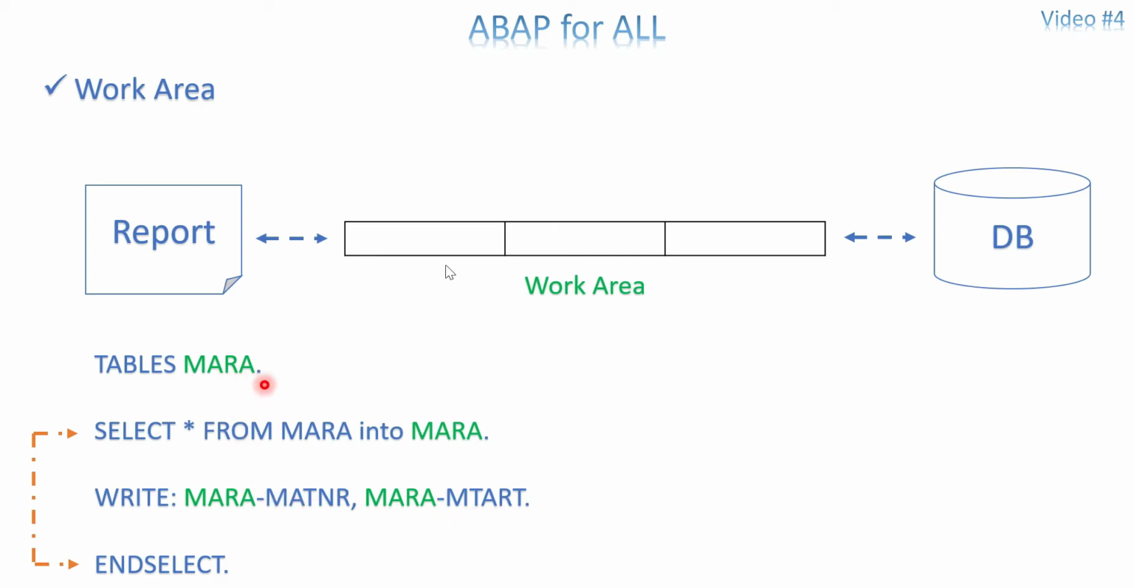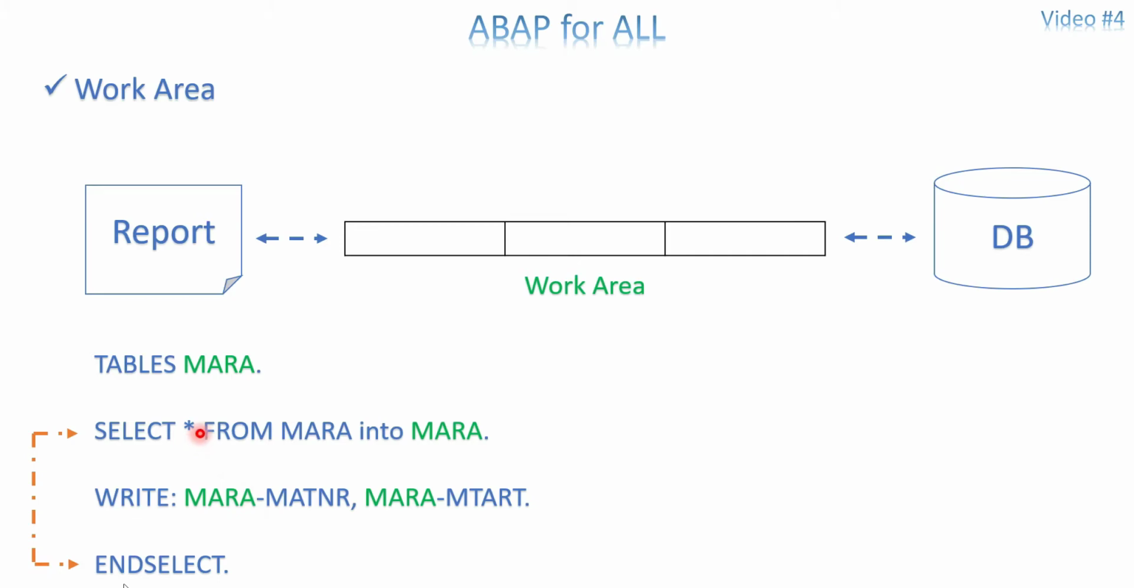So MARA-MATNR, MARA-MTART, and the WRITE statement, okay? Whatever things I'm writing in green are work areas. This one is the database table name. MARA is a database table name, and this MARA is the work area. And ENDSELECT. Normally, SELECT is not a loop. Actually, ENDSELECT is ending the loop. So here the SELECT acts as a loop.